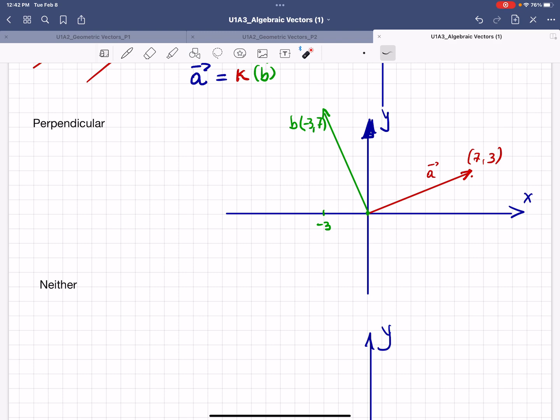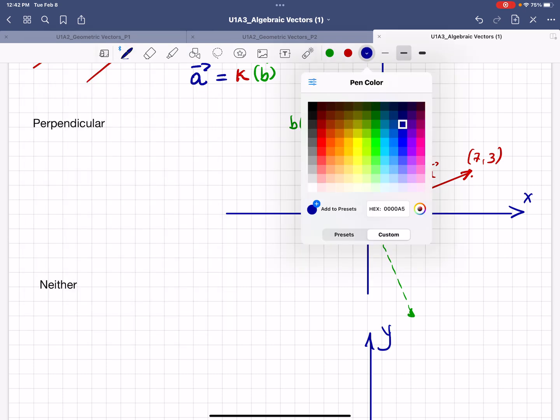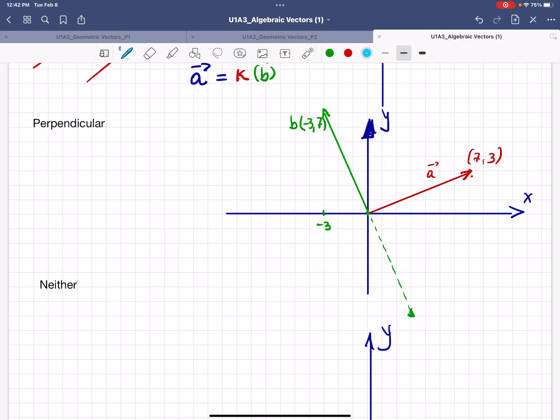Now remember that a perpendicular vector to A can be drawn in this direction, but it can also be drawn in this direction. So if we went this way around, this would be another case of a perpendicular vector. I'm going to call this the vector C. Let's give it a name, and we'll make it blue, why not?